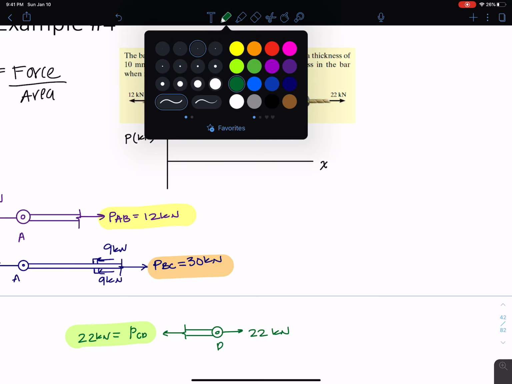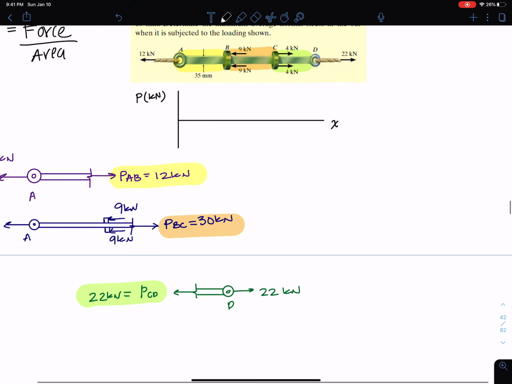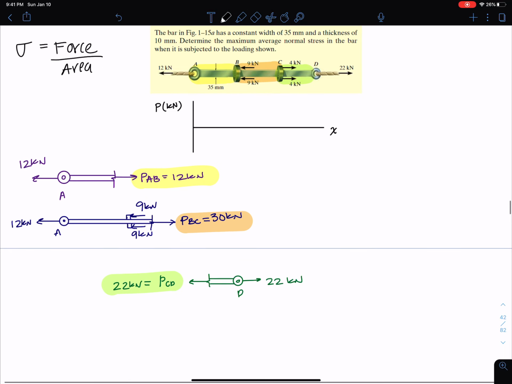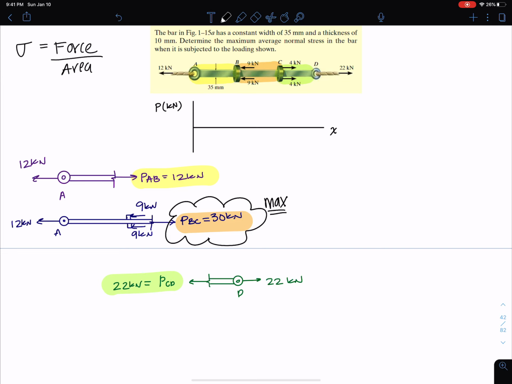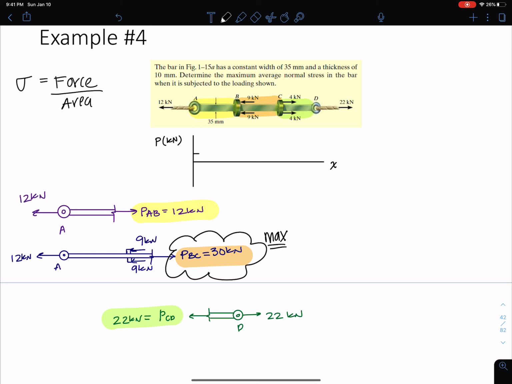Okay, now I'm going to go and show you the load diagram. Oh, by the way, I think you guys could already see this, but this is my max right here. Right, my max internal load, 30 is larger than 12 and 22, so this is my max. I'm going to show you now what this looks like plotted. So we would start at 12 kilonewtons, it's pulling, so this is tension. Okay, then we increase this by 18 and we get to 22. No change until we get minus 8 here.